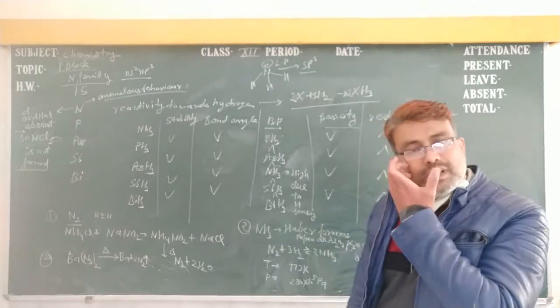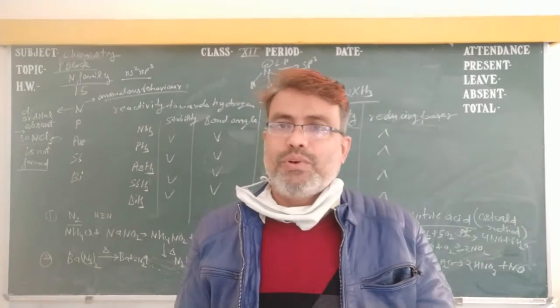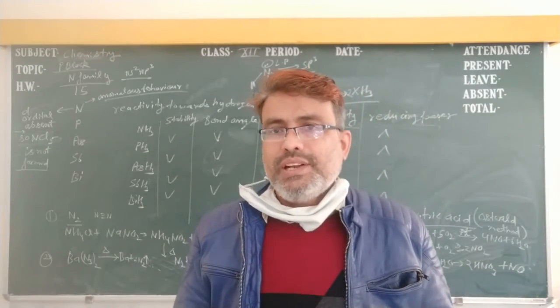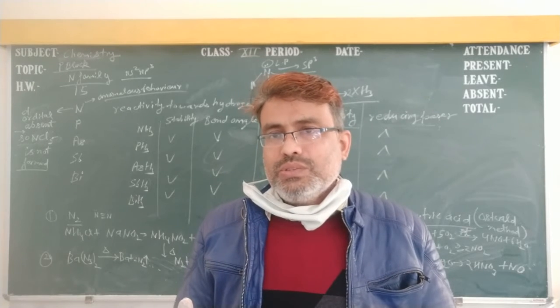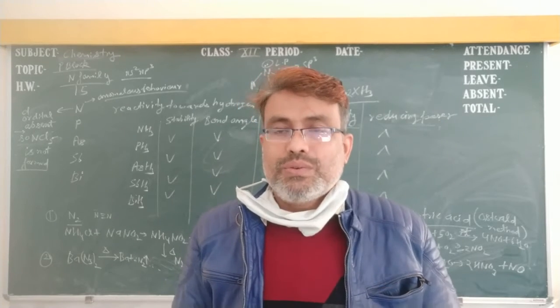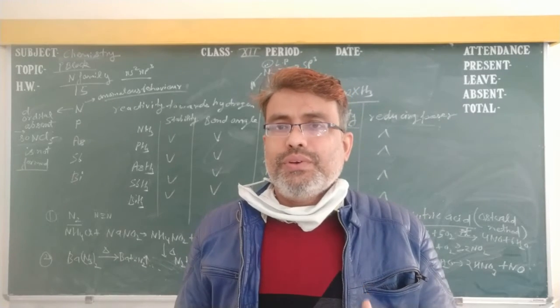Why? Because in ammonia there is H bonding. Ammonia can form intermolecular H bonds. So due to the intermolecular H bond between ammonia molecules, they are bonded together. So a high amount of energy is required to separate them. So due to the presence of intermolecular H bonds, the boiling point of ammonia is high.